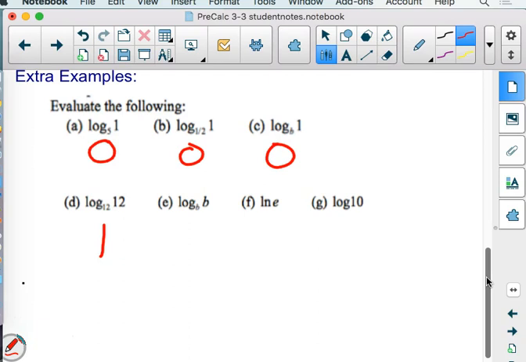For E, Andrew. 1. Something is B. Now F and G, I heard a few people talking about this. So Tommy, what'd you do for F? I got 1. That's exactly what it is. Ln is logarithm base E. And sometimes it helps to just write it down that way. So you see, oh, logarithm base E of E. Hey, that's going to be 1. Claire, so what's G? 1. Logarithm base 10 of 10. 1. So there it is.